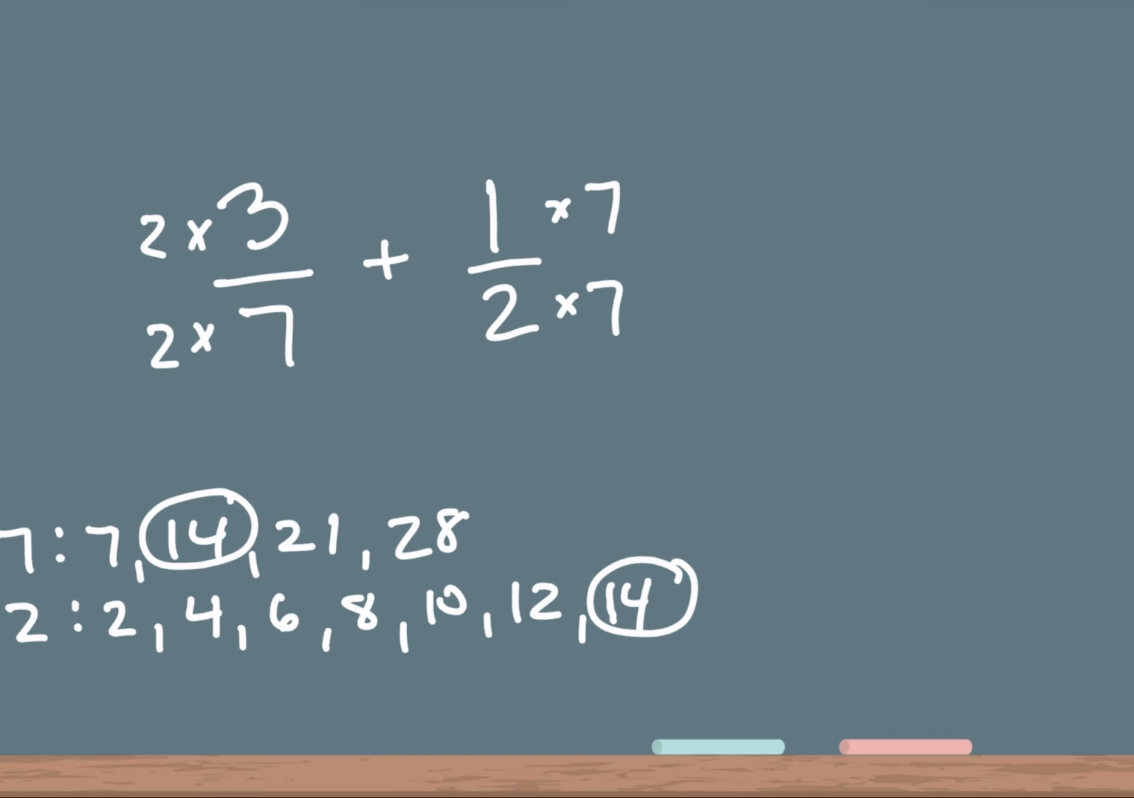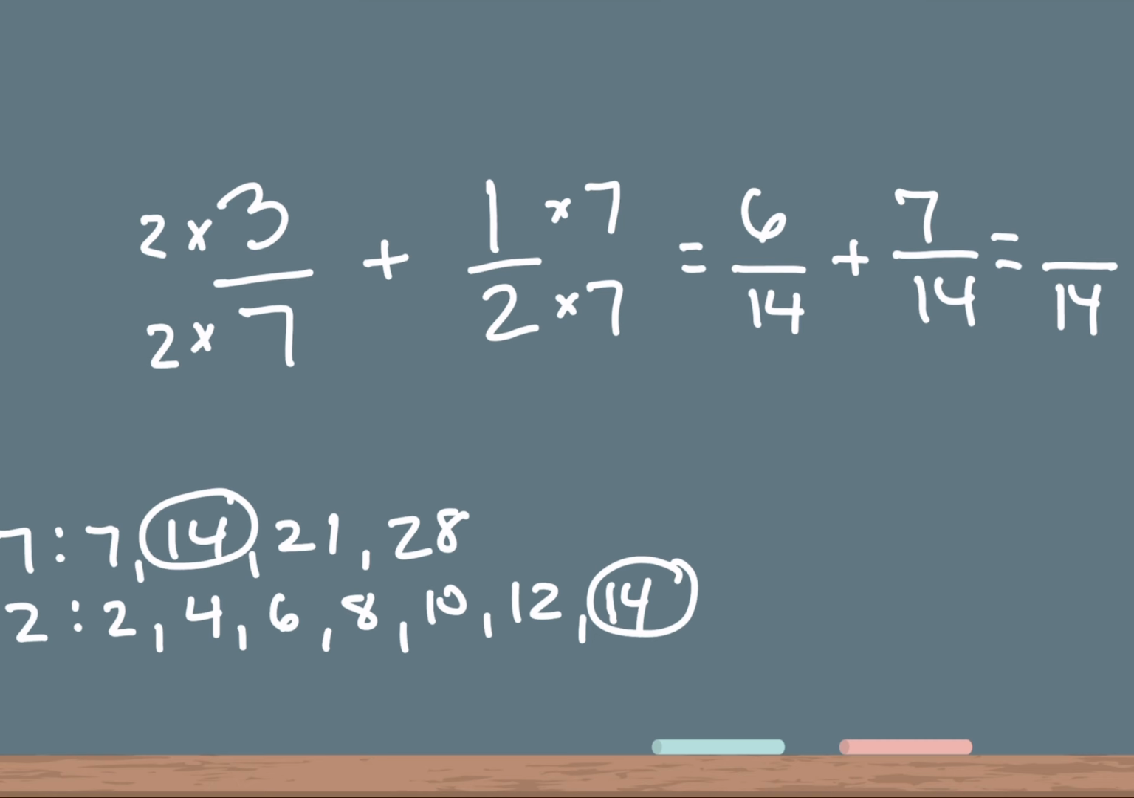Okay, so now let's rewrite our equation. So we have 2 times 3, that is 6 over 2 times 7 is 14. Then we have 1 times 7 is 7, and then 2 times 7 is 14. So now we can see that we have the same bottom number, which is your common denominator. Now we'll be able to just add the top 2 numbers to get to our answer, and then our bottom will remain the same, 14.